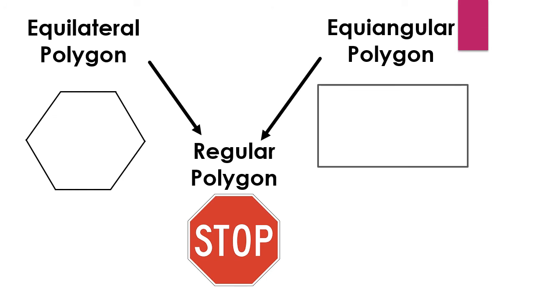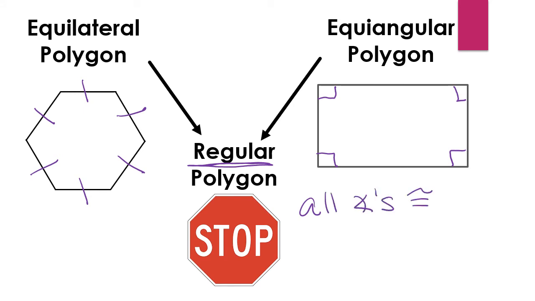We talked last semester about equilateral and equiangular. An equilateral polygon is a polygon with all sides congruent. An equiangular polygon is a polygon with all angles congruent. If an equilateral polygon married an equiangular polygon, you would have a regular polygon. So a regular polygon has all angles congruent and all sides also congruent.